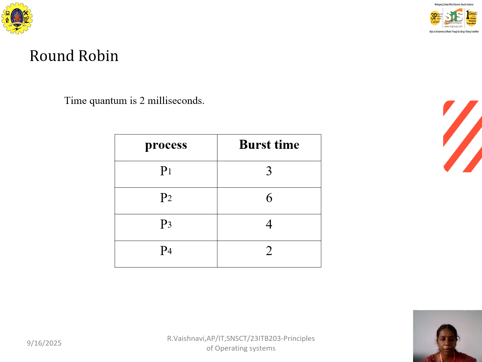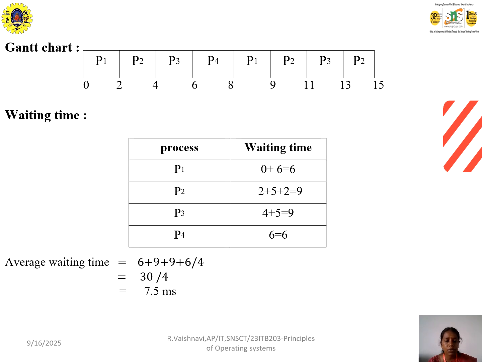Here we have an example for round robin. Likewise, we have process 1, process 2, process 3 and process 4. The burst times for these 4 processes are also given. Here we have to calculate the Gantt chart, average waiting time and turnaround time. First one will be the Gantt chart. The time quantum is 2 milliseconds. So each process executes for 2 milliseconds at a time.